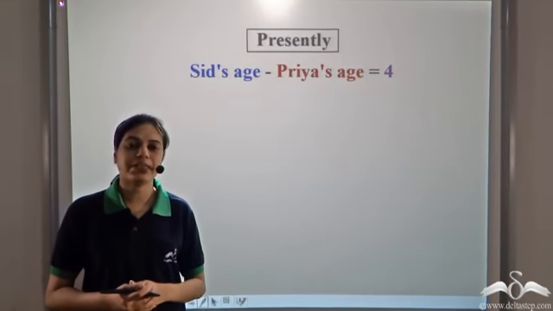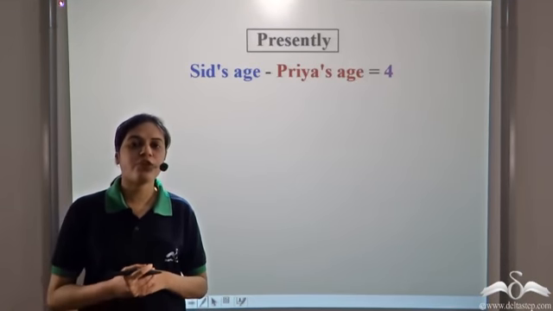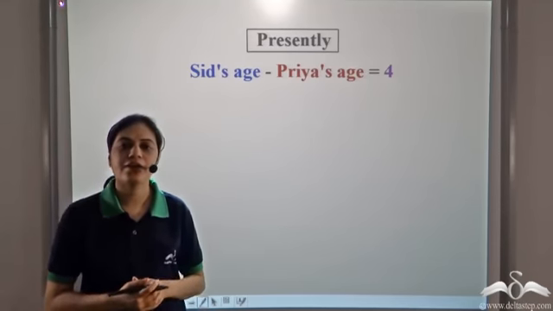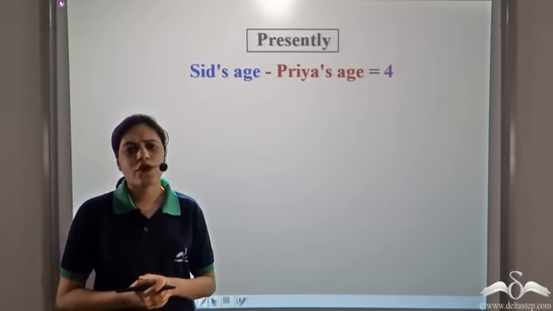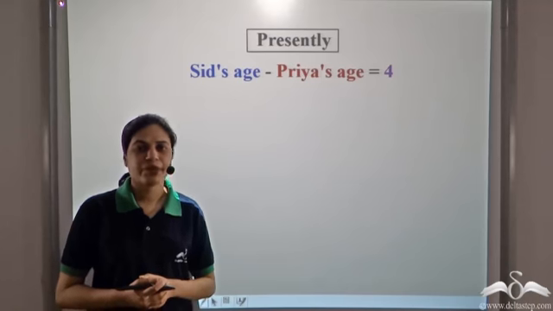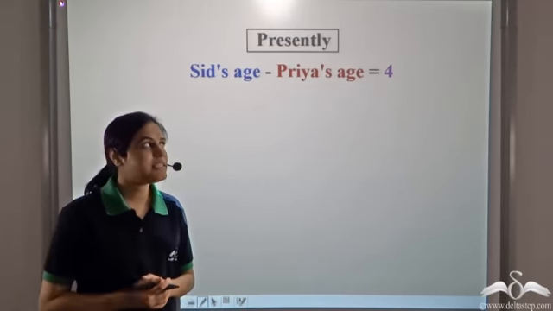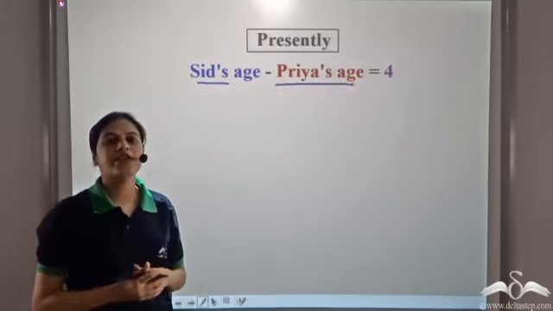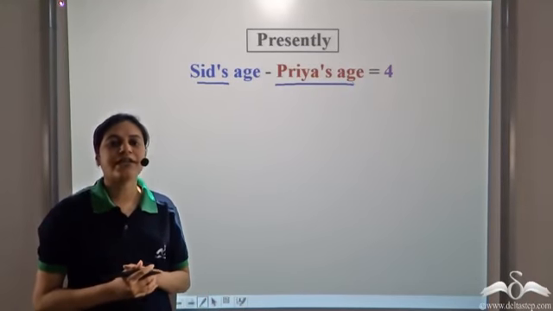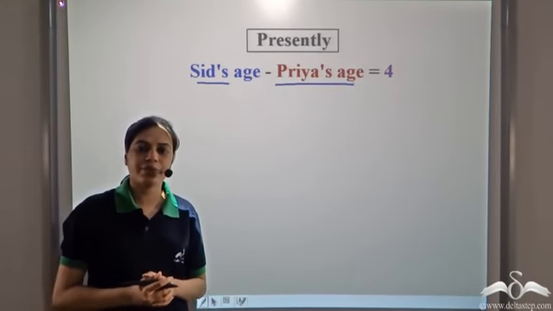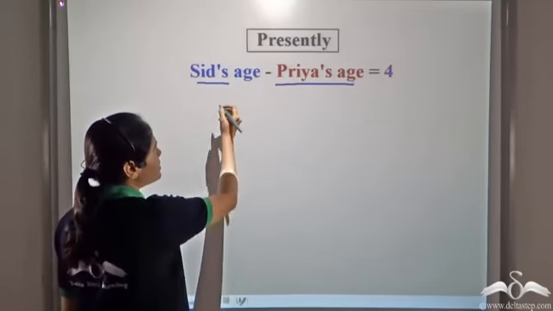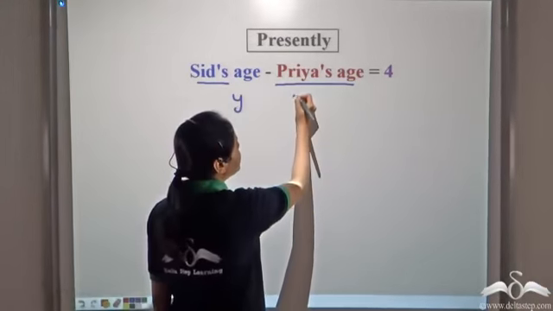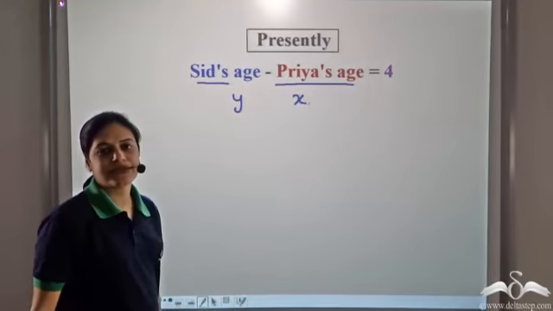Let me give you a puzzle. The difference of ages of two friends, Sid and Priya, is 4 years. So what are their present ages? Well, in this case, the age of Sid and the age of Priya are the two unknowns. So let us represent them with variables. So we represent Sid's age by a variable y and Priya's age by variable x.